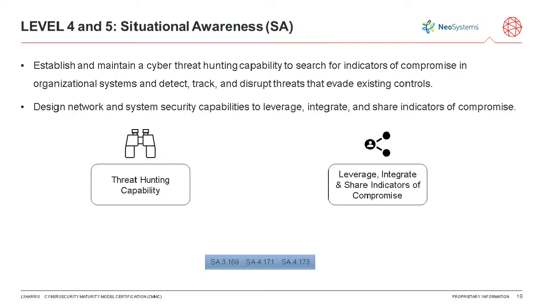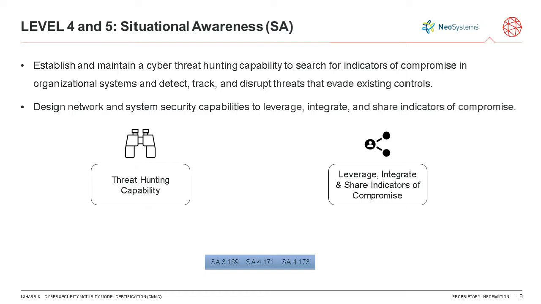For situational awareness, I think you'll start to see a compounding of practices on each other. I think this is at least the third time within this that we've discussed threat hunting capabilities, right? So in this case, we're establishing and maintaining threat hunting capabilities to search for indicators of compromise in organization systems and detect, track, and disrupt threats that evade existing controls.